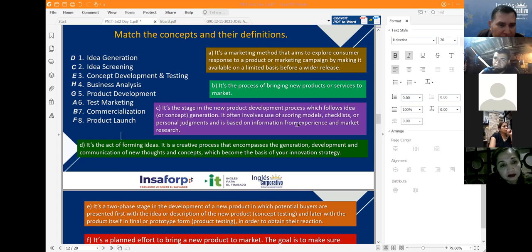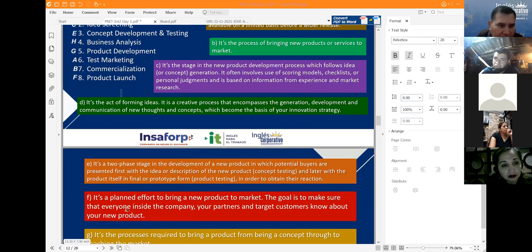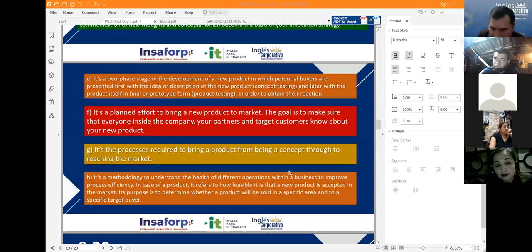But in number eight is letter F. It's a planned effort to bring, the secret here is the word bring a new product to market. The goal is to make sure that everyone inside the company, your partners and target customers know about your new product. So that would be letter F, number eight. Yes.